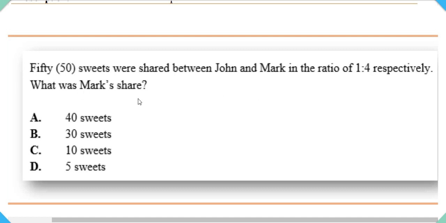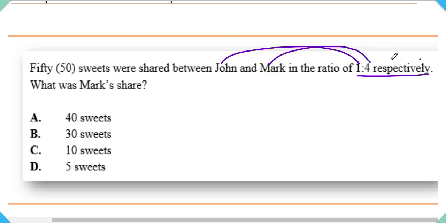What was Mark's share? First of all, we need to know what is meant by the term ratio and what 1 to 4 respectively means. Let's do this part first. The word respectively basically means in the order already mentioned. So here we have John and Mark mentioned. John is mentioned before Mark. So the first part of this ratio relates to John. The second part relates to Mark.